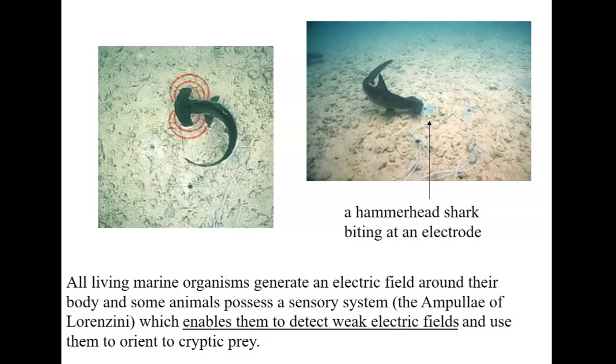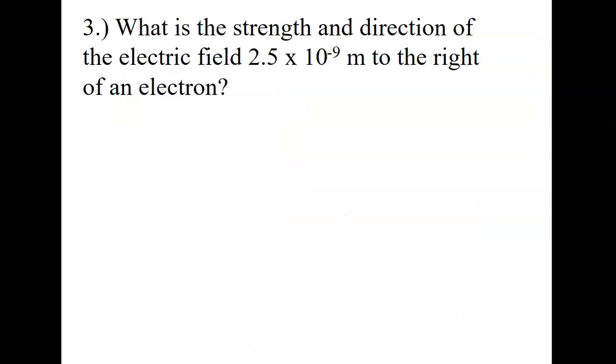So some animals have developed the ability to detect electric fields. Sharks are one of those. I forget. Oh, they are the ampullae of Lorenzini. They allow them to detect electric fields created by muscle twitching of the prey. So that's pretty cool. So what is the strength and direction of the electric field 2.5 times 10 to the negative 9th meters to the right of an electron? So let's work this problem.